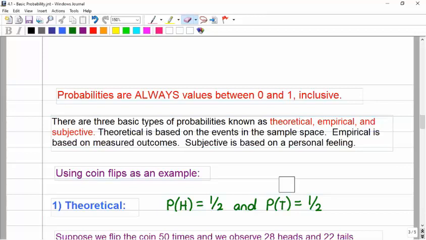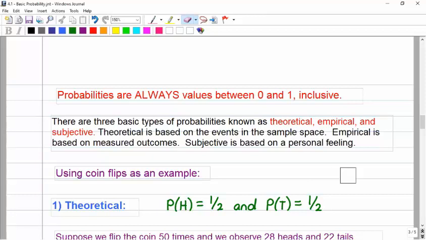Flipping a coin, 2 outcomes, heads or tails. So your sample space has 2 elements. In theory, anytime you're about to flip a coin, the theoretical probability is the same whether it's heads or tails, because there's only one outcome of each. You've got a 1 out of 2 chance of flipping a head or flipping a tail.